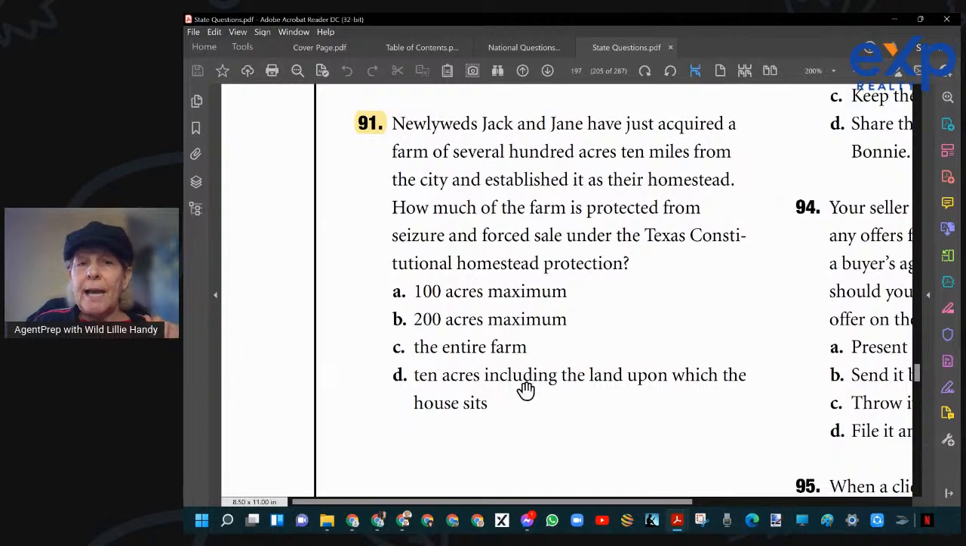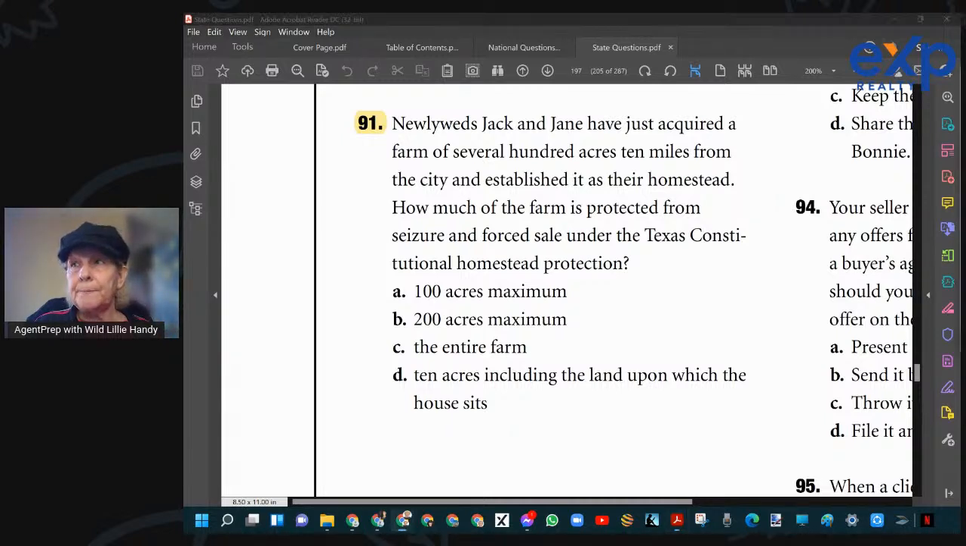Newlyweds Jack and Jane have just acquired a farm of several hundred acres 10 miles from the city and established it as their homestead. How much of the farm is protected from seizure and forced sale under the Texas Constitutional Homestead Protection? So what is homestead? How many acres are allowed to be protected under the homestead? A, 100-acre maximum. B, 200-acre maximum. C, the entire farm. Or D, 10 acres, including the land upon which the house sits. So this is newlywed. So that means Jack and Jane are married. Okay. There's certain amounts for single individuals, and there's other amounts for married.